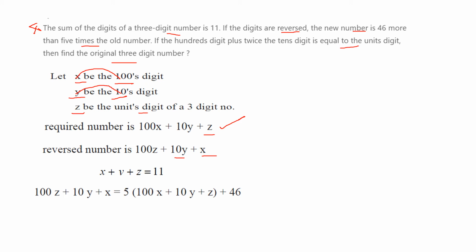Next, the sum of the digits of a 3-digit number is 11. So x plus y plus z equal to 11. That is our first equation. Next one.